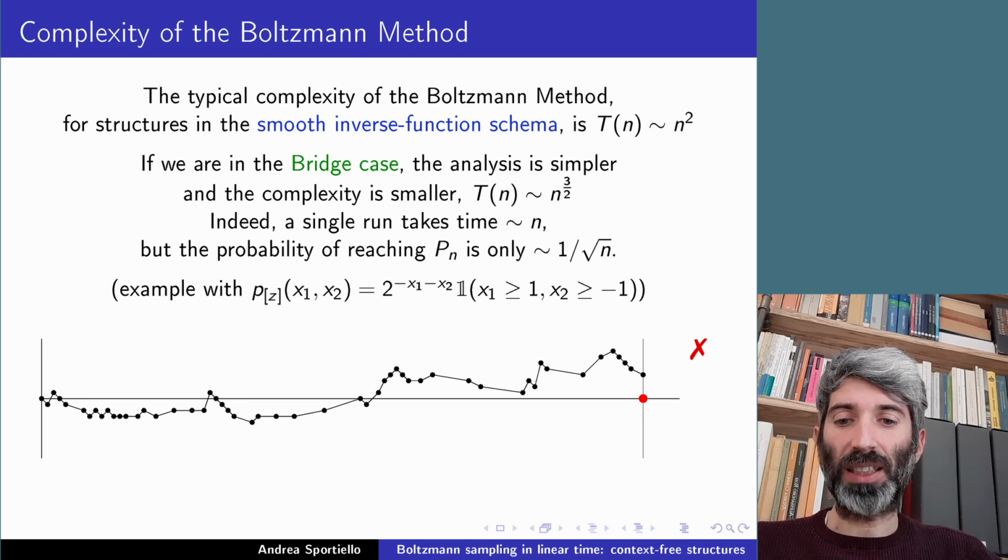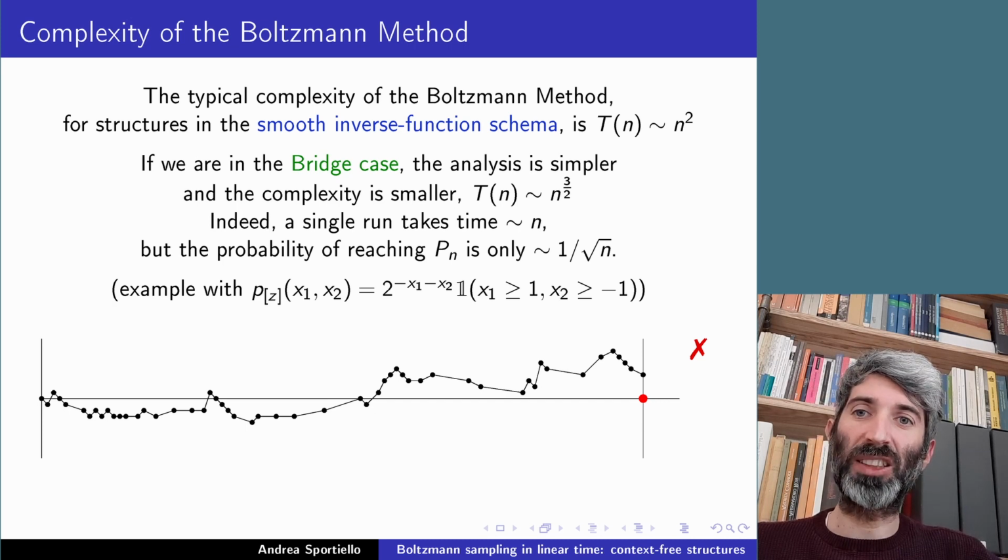So let's take an example which is kind of general. Your steps have a horizontal displacement in the set 1, 2, 3, 4, and so on, and a vertical one in the set minus 1, 0, 1, 2, 3, 4. And the probability is 2 to the minus x1 minus x2. So 1 quarter for going (1, -1), 1 over 8 for going to the two neighbors, and so on and so forth.